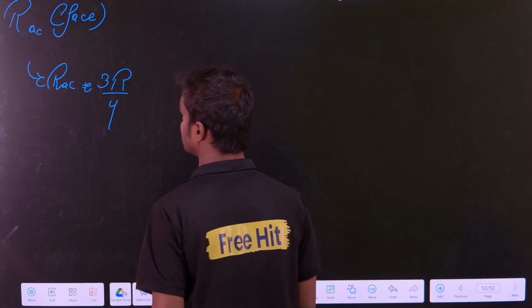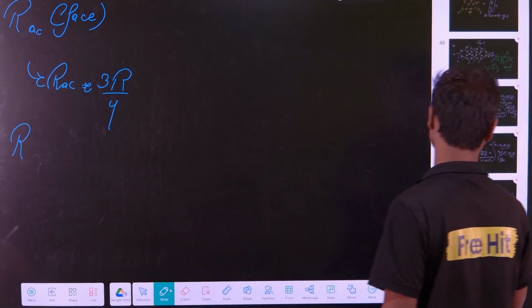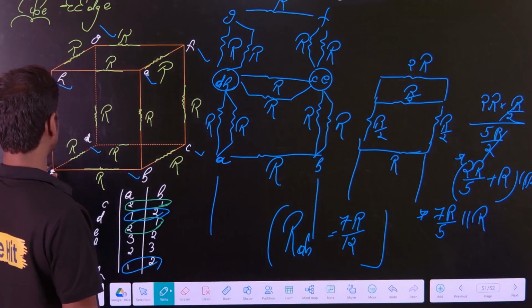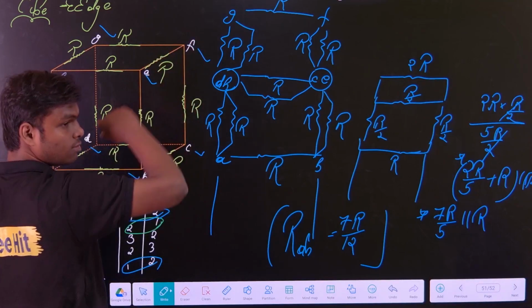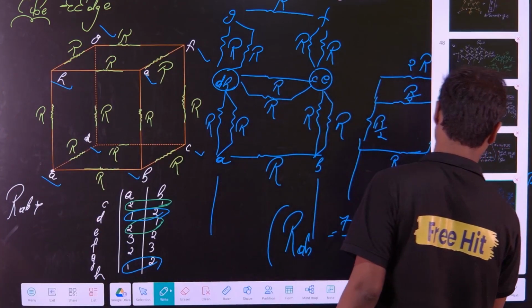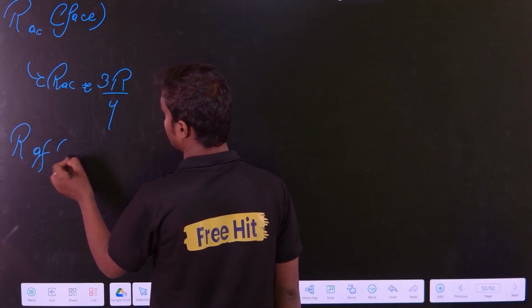And similarly, if I ask you across the body diagonal, meaning this point A and this point F, opposite points, okay, RAF, that is the body diagonal.